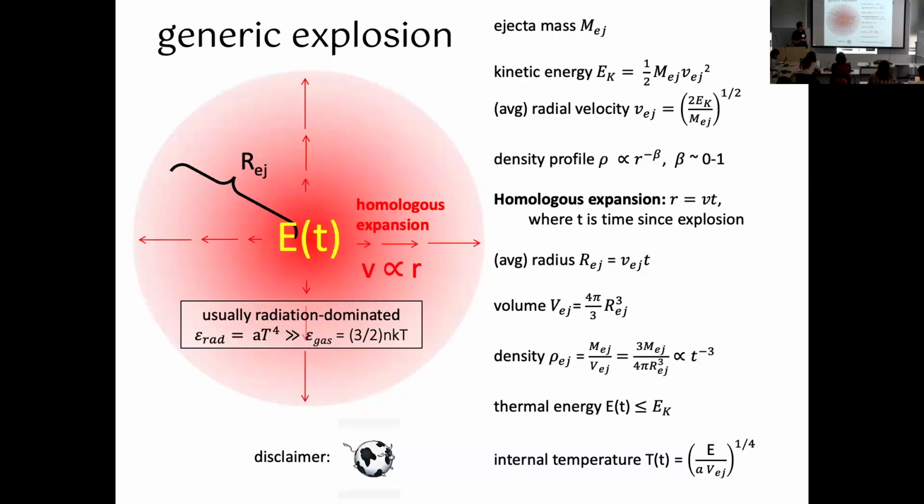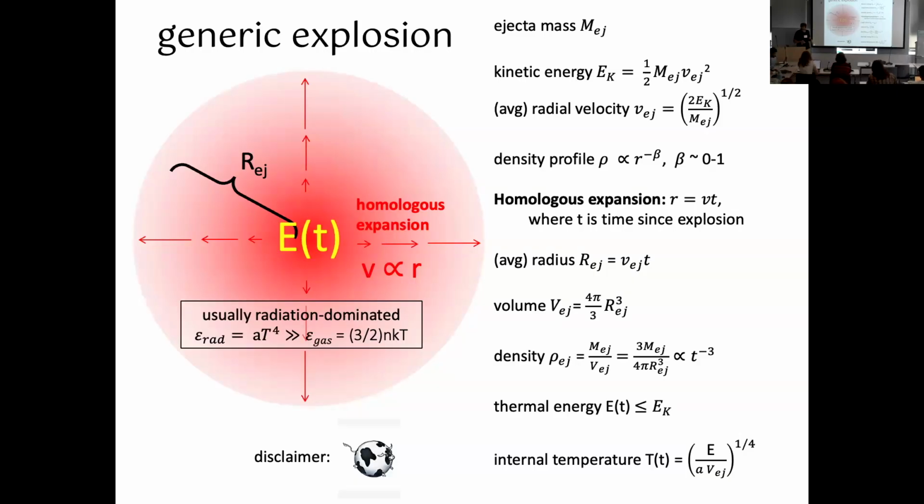Now, for most of the things we'll talk about, the thermal energy is going to be dominated by that of radiation as opposed to gas. So aT to the fourth, the energy density of radiation, is much greater than 3/2 nkT, the energy density of gas, okay? Luminous red novae are kind of marginal, maybe gas pressure can dominate. For the most part, radiation pressure almost always dominates in everything I'll talk about. And as a result, if you know the internal energy, you can relate that to the temperature based on the thermal energy and the volume of the ejecta. And everything I'm going to talk about, just as my disclaimer, will all be spherical cows, okay?